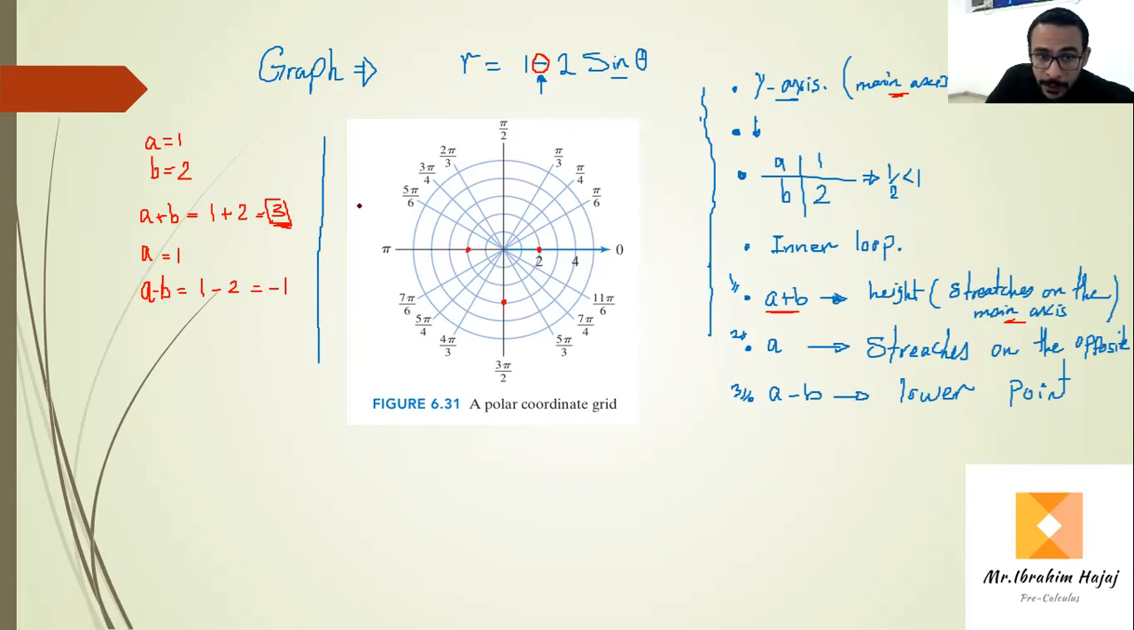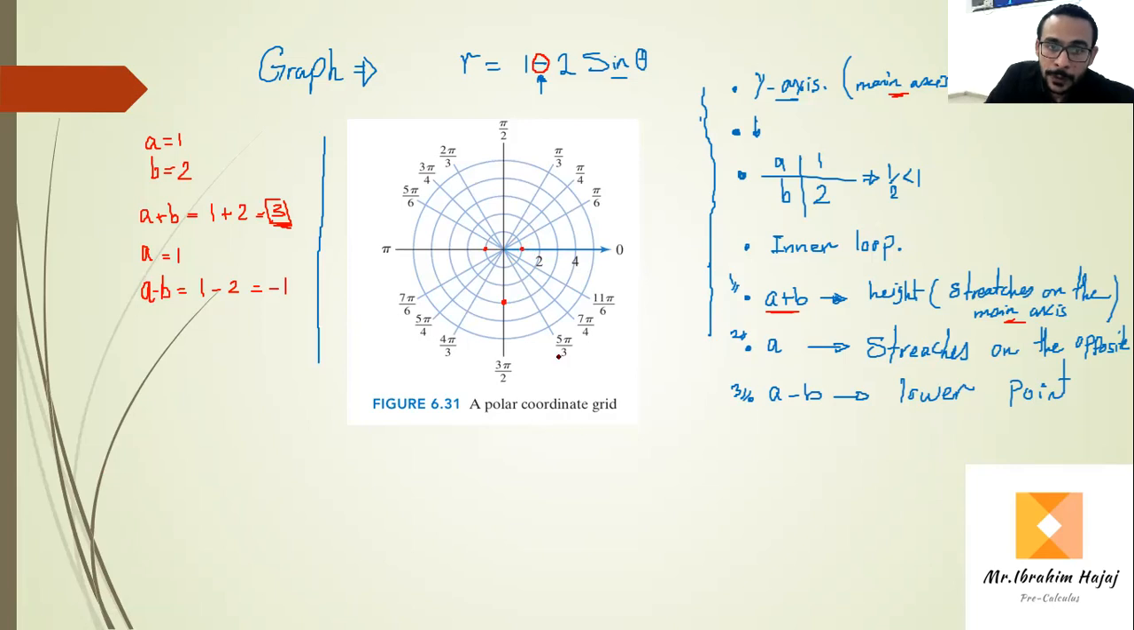Okay, because A is 1, not 2. Yes, because A is 1, pay attention please. Because A is 1, I take 1 unit left, 1 unit right. And that's how the graph stretches, right and left. And A plus B gives how the graph stretches on the major axis, the y axis here.